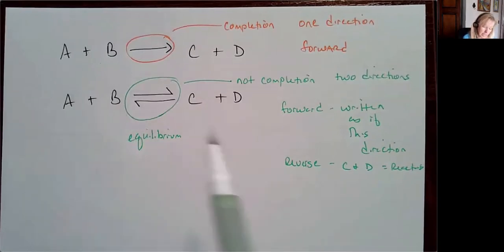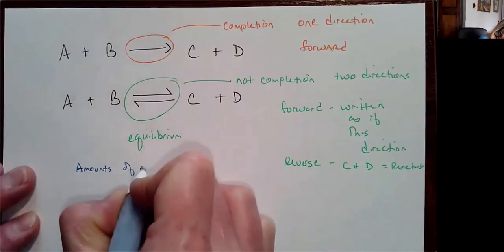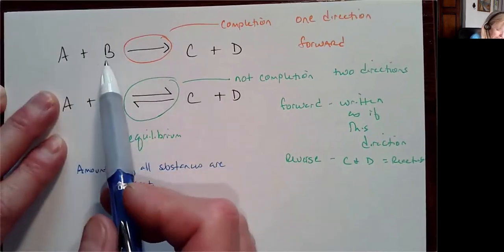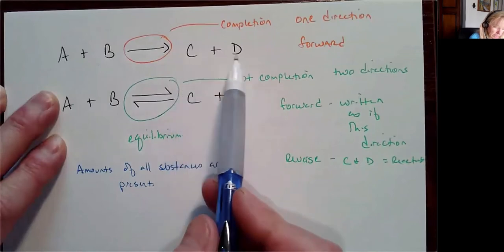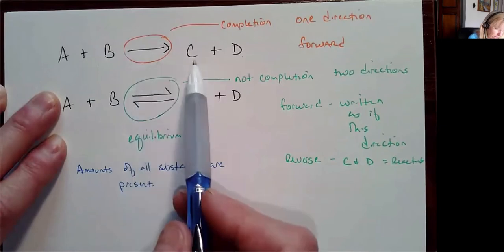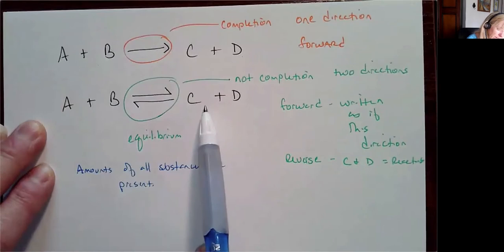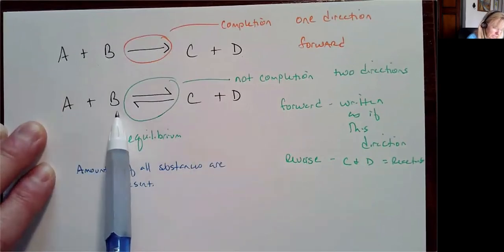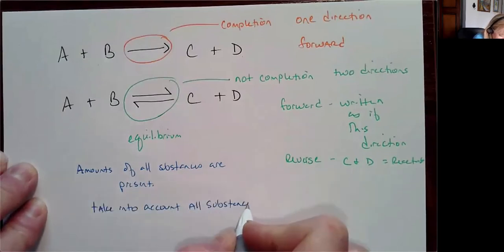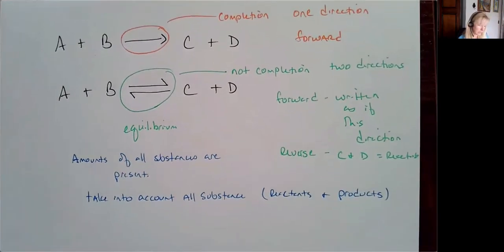And so what that means is that in an equilibrium reaction, we have amounts of all substances present. Up here, if I had this and it was set up so that I didn't run out of anything, at the end of this reaction, I would only have C and D present in this sort of completion single reaction here. But in an equilibrium reaction, even if it favors the products, I'm still going to have A and B present. And so in an equilibrium reaction, you have to take into account all the substances, meaning reactants and products, which can make it start to get a little bit complicated.